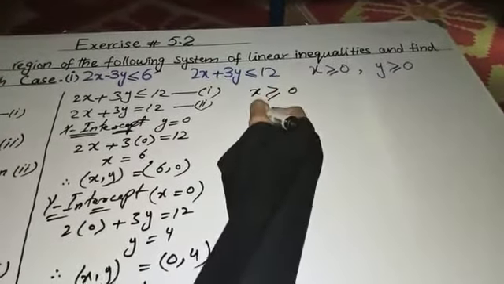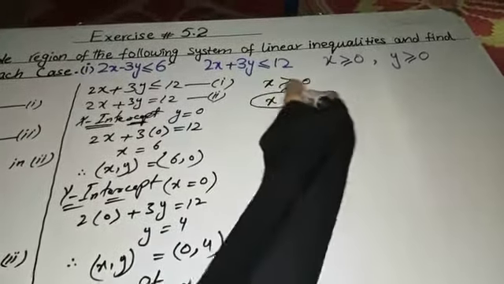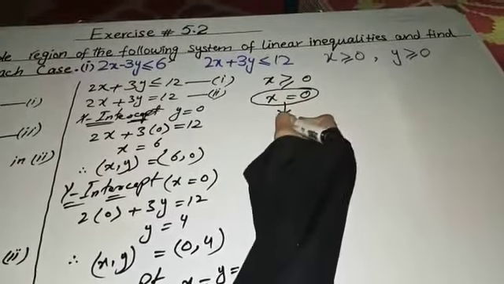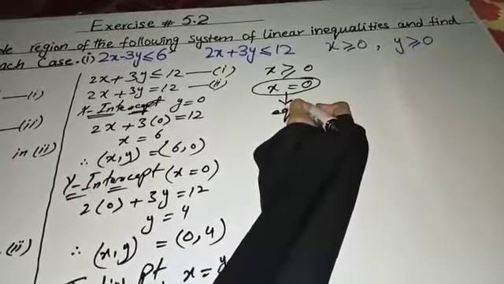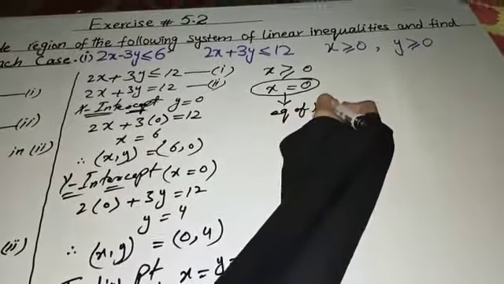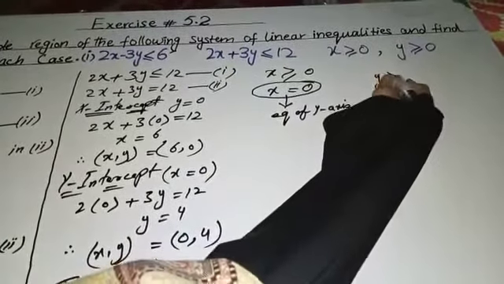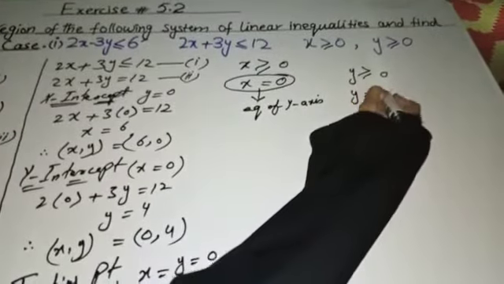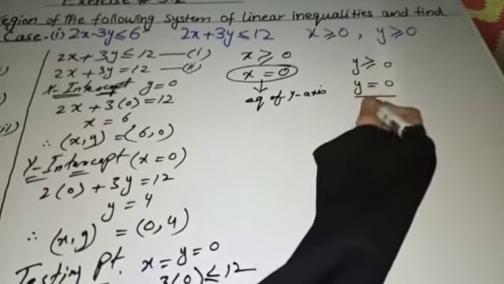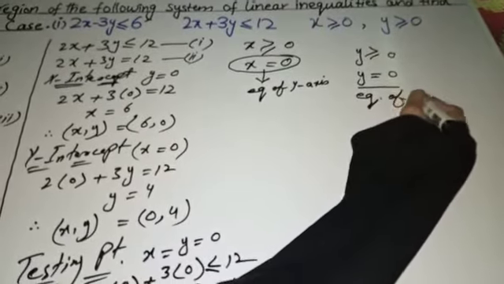Now, there are also given inequalities like x is greater than or equal to 0. We can write it in this form, x is equal to 0. Always remember, when x is equal to 0, this is known as the equation of the y-axis. It lies on the y-axis. And when y is greater than or equal to 0, it means its associated equation is y is equal to 0. This is the equation of the x-axis.